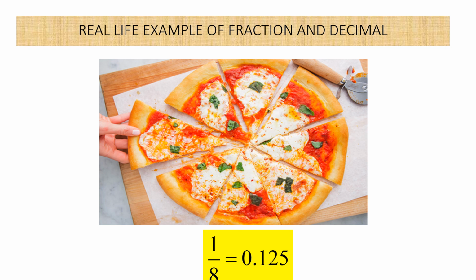So we have the real life example of fraction and decimal. We have the picture. It is divided into 8 equal parts. So 1 part is 1/8. And 1/8 is equivalent to 0.125, or 125 thousandths, in decimal.